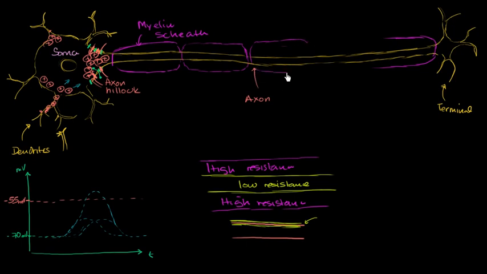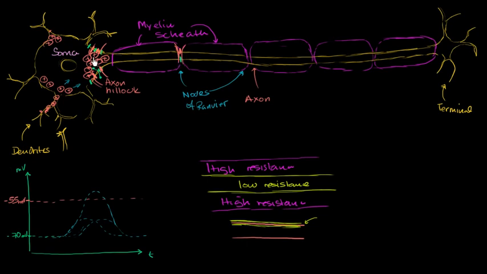And of course, we call those gaps the nodes of Ranvier. I'm not really sure how to pronounce it. So you put those gaps in here. So these are the myelin sheath, and this right over here is a node of Ranvier. These are nodes of Ranvier. And right in those little nodes, where the myelin sheath isn't, we can put these voltage-gated channels to essentially boost the signal.